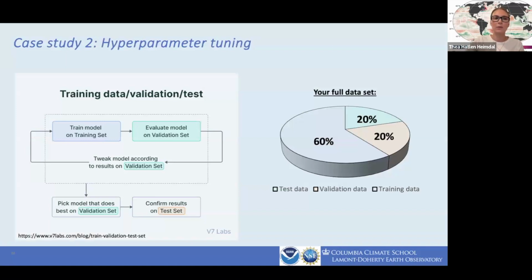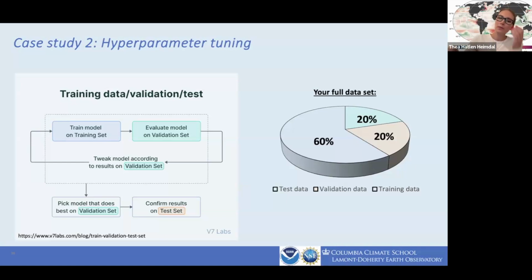Okay, so that was the first case study we wanted to talk about. This is the second one, where we're not looking into sampling, but we're looking into the algorithmic design itself and hyperparameter tuning.